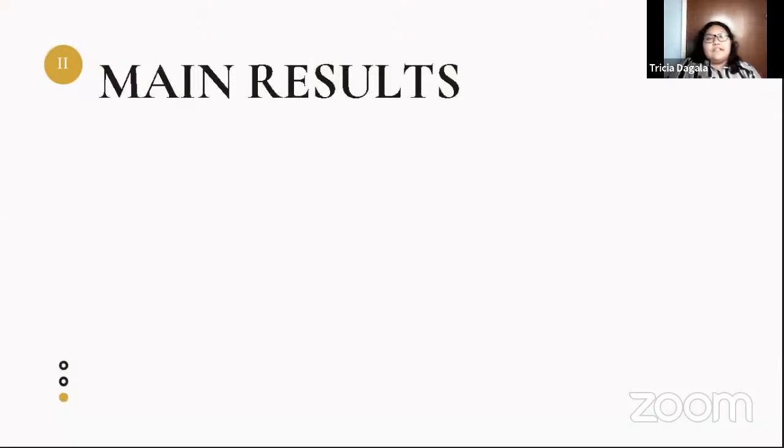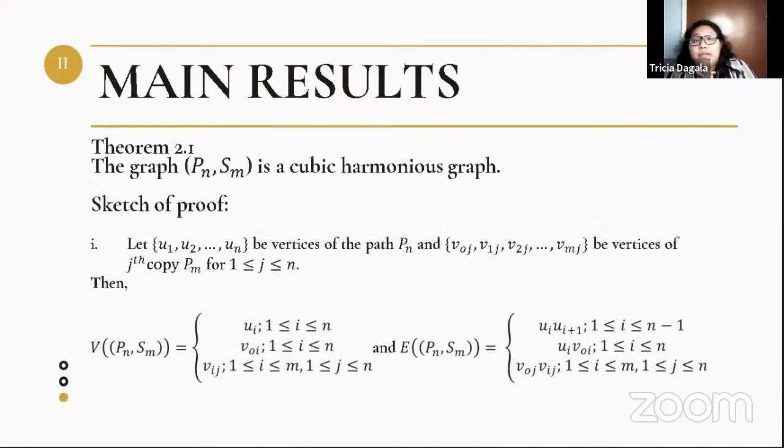Okay, so the second part, we go to the main results of the paper. They presented two theorems for this paper. So the first theorem is the graph P sub n and P sub n S sub m is a cubic harmonious graph. So what do we need again for a graph to be cubic harmonious? It needs that the function given is injective, and the function induced by that injective function is a bijection. So I'll just show the sketch of the proof.